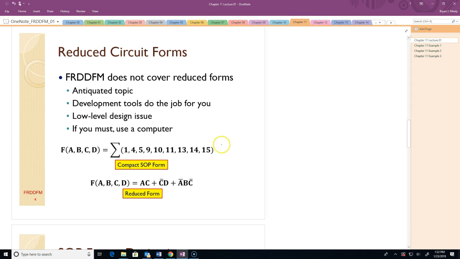Here's an example of a reduced form. If I were to expand this using standard sum of products, I have 1, 2, 3, 4, 5, 6, 7, 8, 9. There'd be 9 product terms. Each of them had 4 variables in them. It'd be a huge circuit. You wouldn't want to draw it.